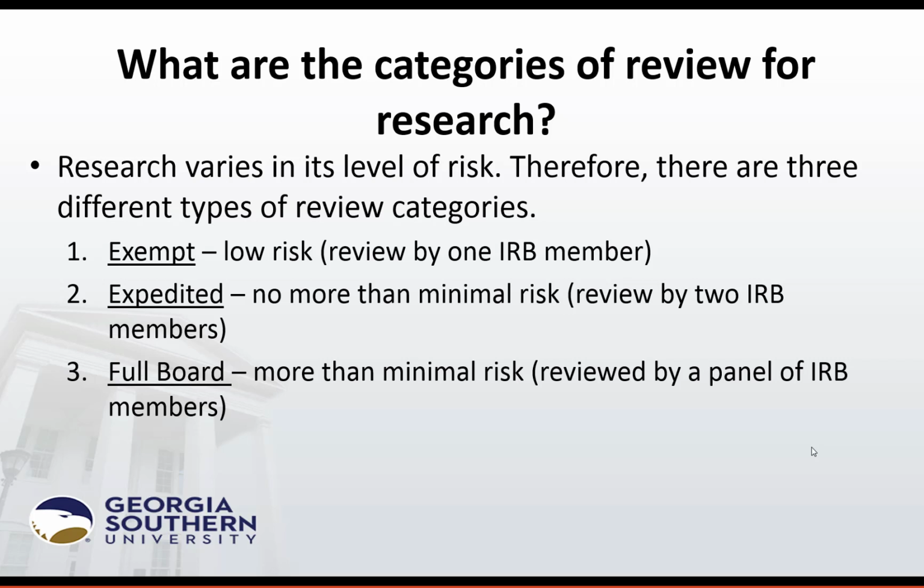Determining which category of review is appropriate for which research project involves defining what is minimal risk. Minimal risk is the amount of risk that a person may typically face on an everyday basis. It is up to the researcher to determine how much risk is contained in their project and thus which category of review is most appropriate for their work. In future videos, we will discuss in depth each of these categories of review, as well as the process by which the researcher can make a determination about which category is most appropriate for their project.